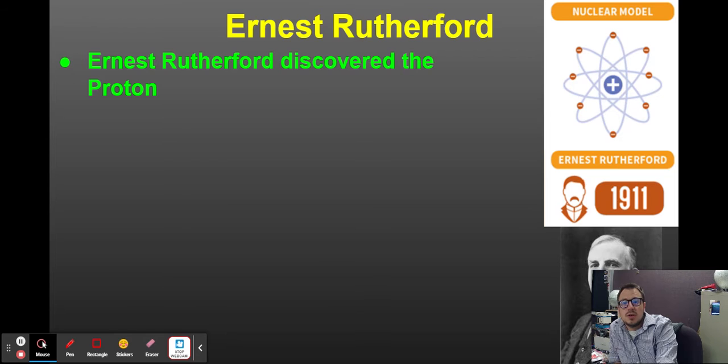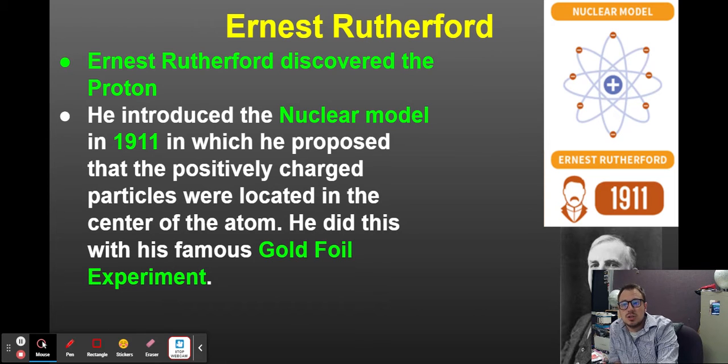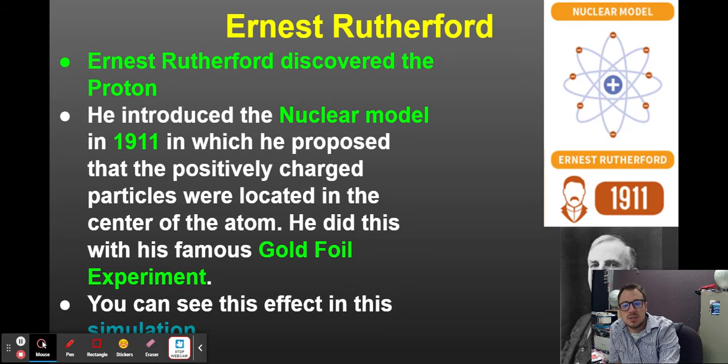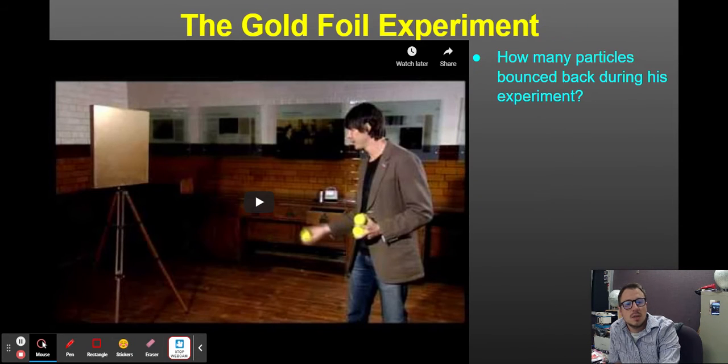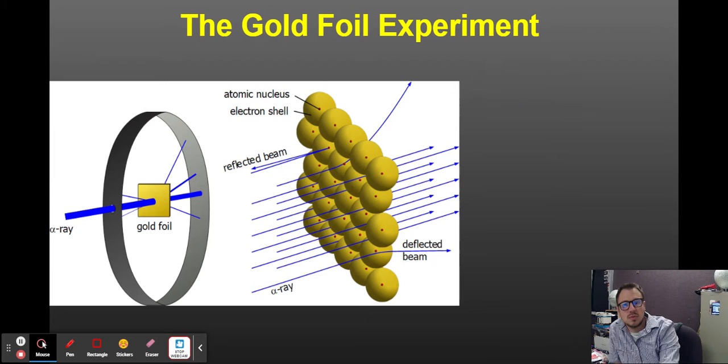Now, Ernest Rutherford, he discovered the proton. He introduced a nuclear model in 1911, in which he proposed that the positively charged particles were located in the center of the atom. He did this with his gold foil experiment. You can see that in that simulation. So how can we see something too small to see? What's a gold foil experiment? And this video shows what that gold foil experiment was.